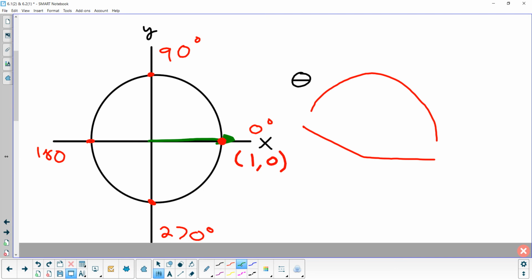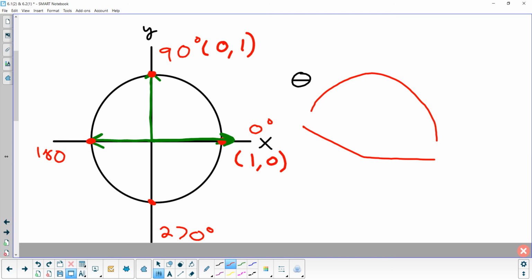Now, let's say we keep the initial side right where it is, and let's rotate the terminal side up to 90. Now it would hit the edge of the circle right there. What would be the coordinate where the terminal side hits the circle? Yep. That's the coordinate 0, 1. And that is always the coordinate for 90 degrees on a unit circle. Never changes.